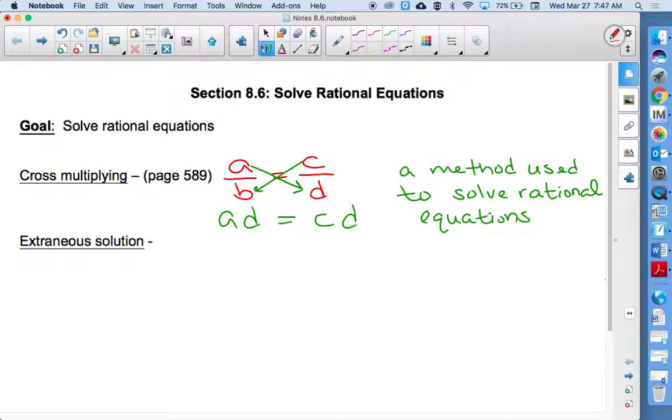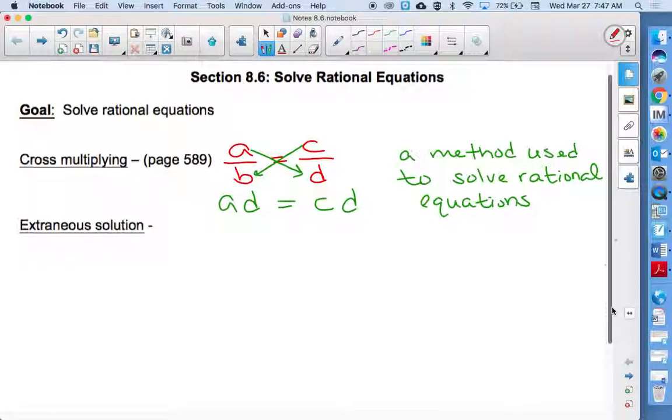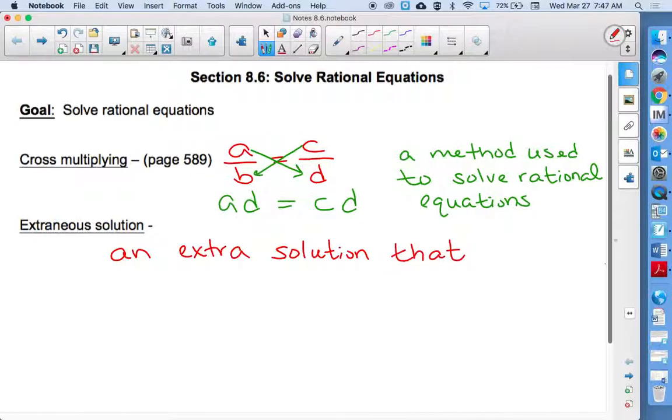The other term that we've looked at in multiple sections, so chapter 6, chapter 7, chapter 8, all of them have extraneous solutions. What does it mean for us to have an extraneous solution? Deb? Extra solution. Yeah, so extraneous, extra solution that doesn't work when you plug it back into the original equation.